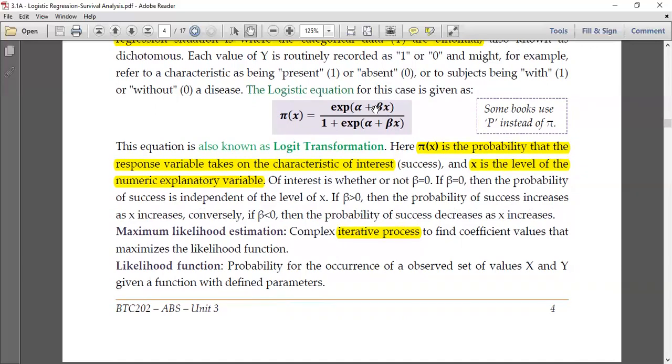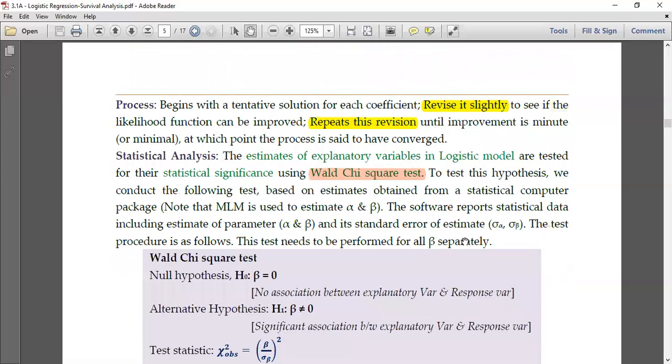So based on this beta, you can say that the probability is independent of x if beta is 0, the probability increases with x if beta is positive, and the probability decreases as x increases, inversely proportional, if beta is negative. So three different cases you can think of. This is how you can evaluate that.